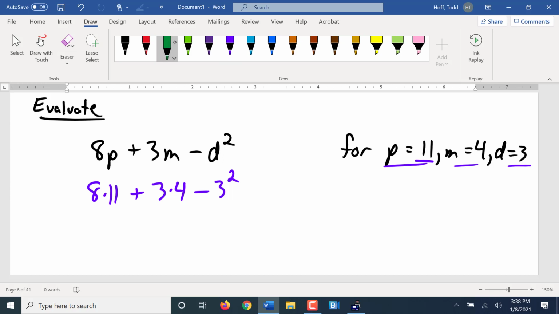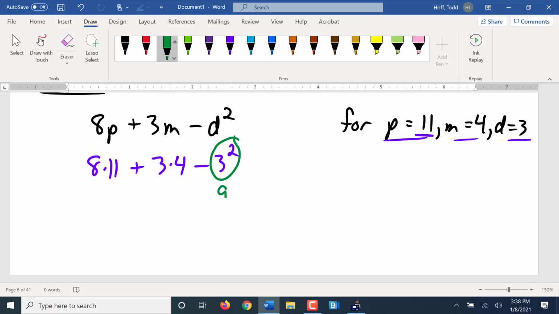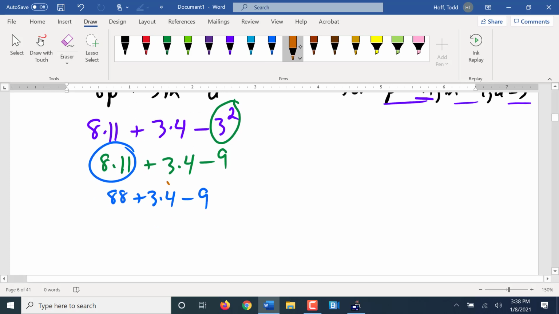What do we have to do first here? Careful. The exponent. 3 squared, which is 9. So replace that with the 9. Everything else stays the same. What's next? Multiplication going left to right. 8 times 11, 88. And then 3 times 4 is 12. Good.